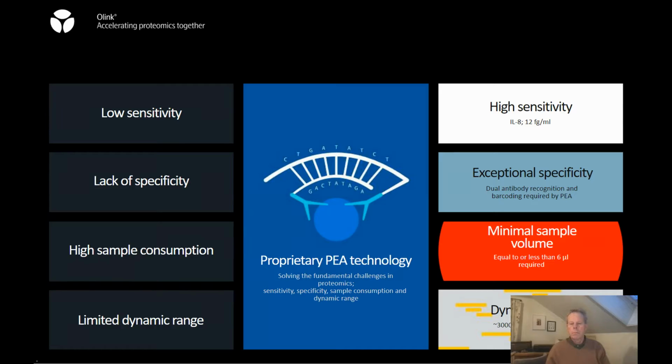And lastly, just to point out the benefits of this technology: very high sensitivity in terms of a multiplex assay, exceptional specificity in terms of knowing exactly what you're measuring, minimal sample volume, like I mentioned, 1 microliter for Target 96 and 6 microliters for Olink Explore, and a very wide dynamic range, being able to have high sensitivity, high specificity, and measure many logs of dynamic range.